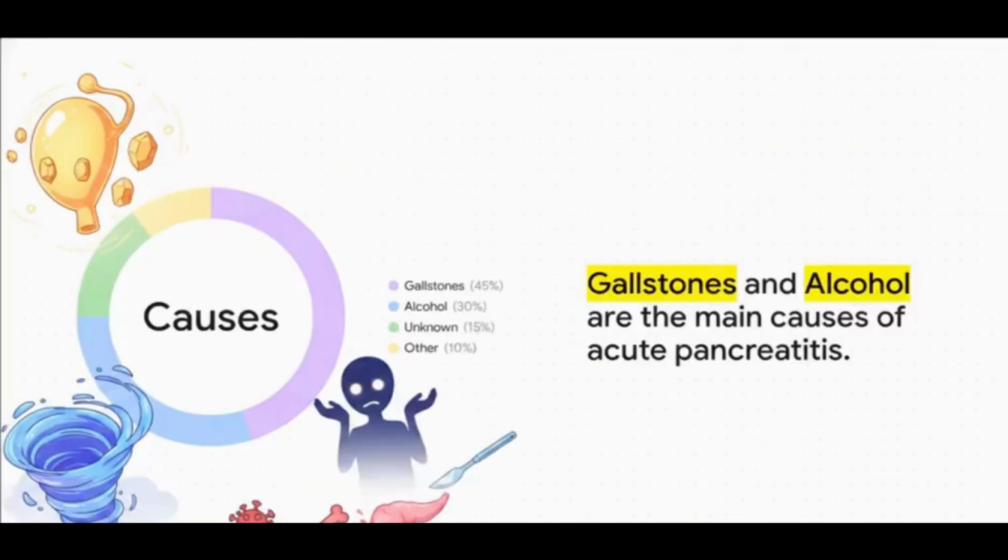Looking at the causes and symptoms of acute pancreatitis. The most common cause in adults is gallstones, with alcohol coming in as second most common cause for acute pancreatitis. Less common causes include viral infections, trauma, and manipulation of the pancreas during surgery. However, in about 15% of cases, the cause is unknown.